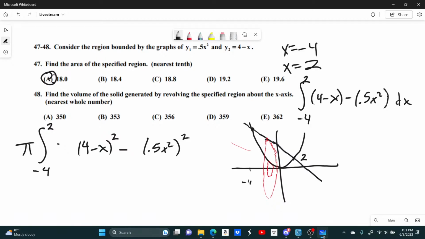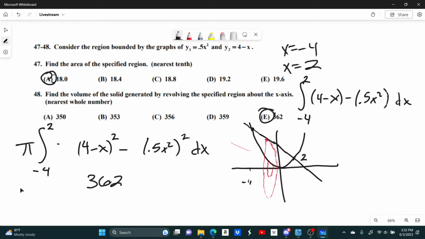And then I just have to evaluate this, which, calculators are made for something. And when I do this, I get a value of 362. Oh, I forgot the dx. Yes, there you go, dx. You get 362.